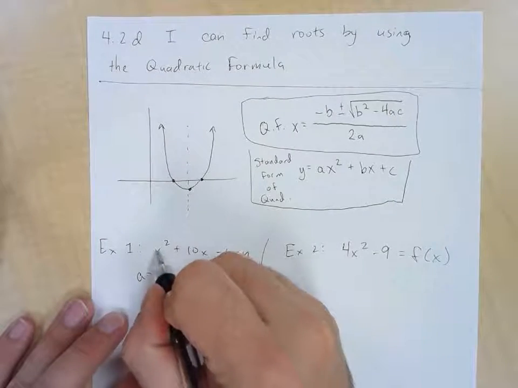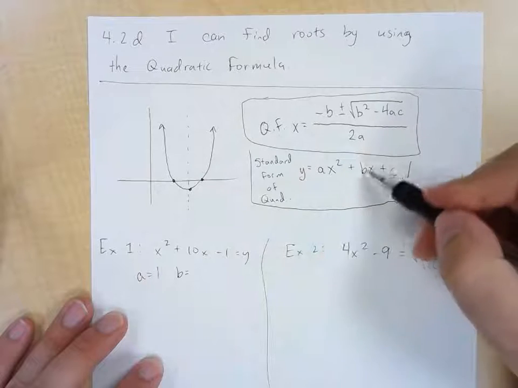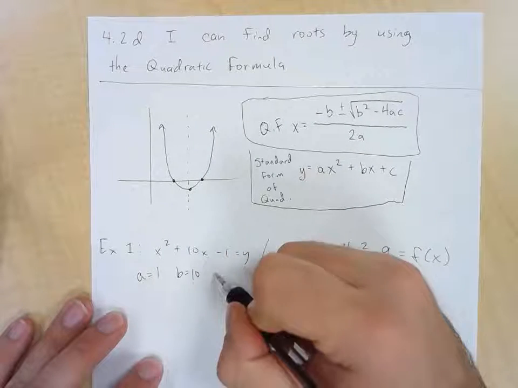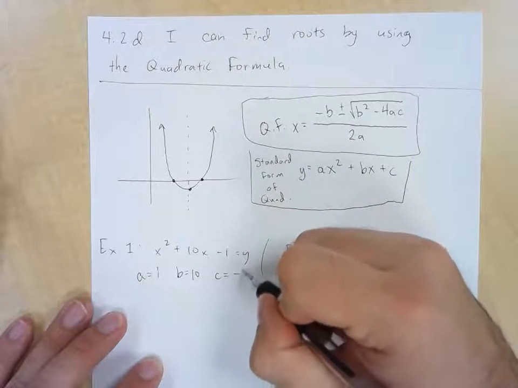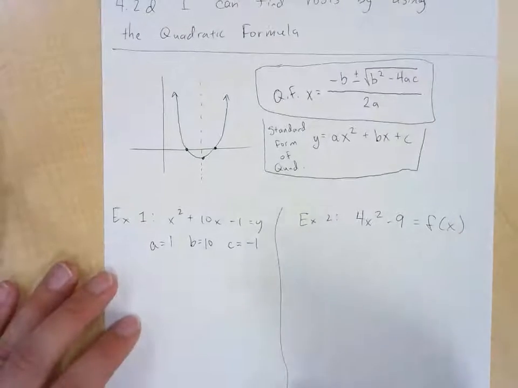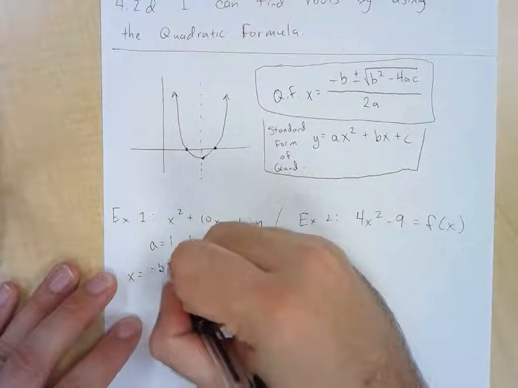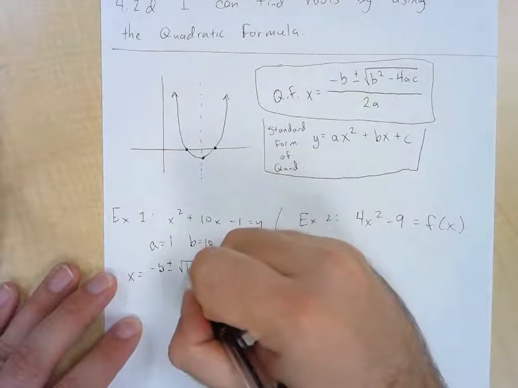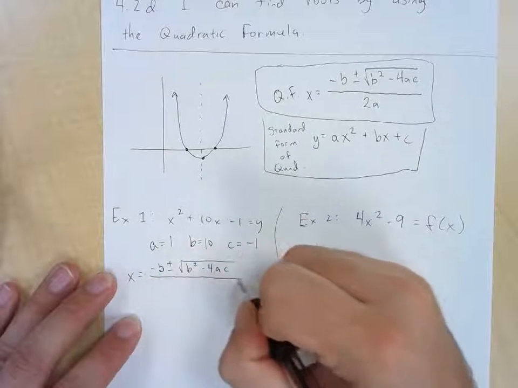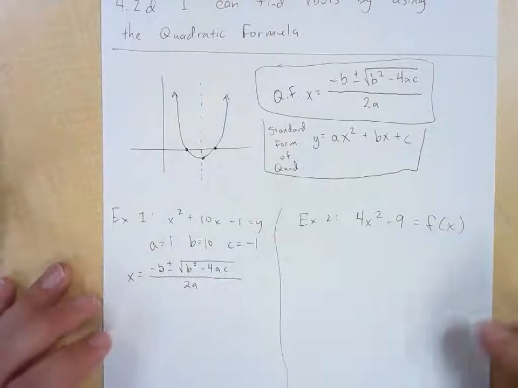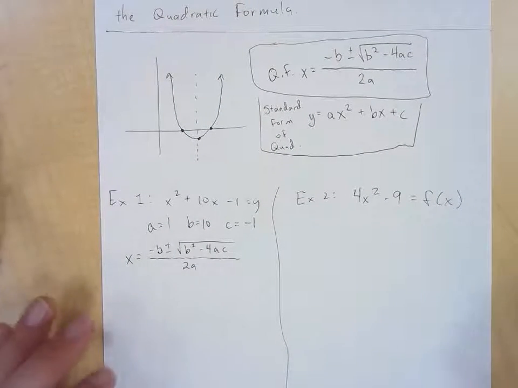So a equals the number in front of x squared, which in our case is 1. B is the number in front of x, which is 10. And c is the number at the end, which is negative 1. So I'm always going to write down the quadratic formula first. So x equals negative b plus or minus the square root of b squared minus 4ac, all divided by 2a. And then I just substitute my numbers in that I got from my standard form equation and simplify.